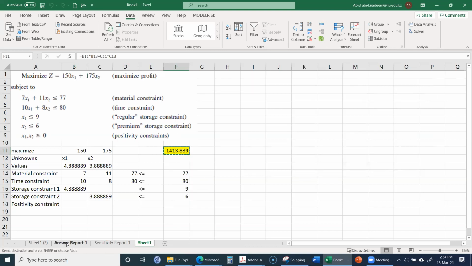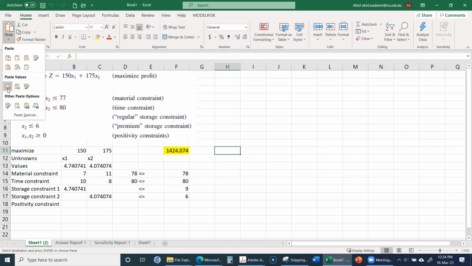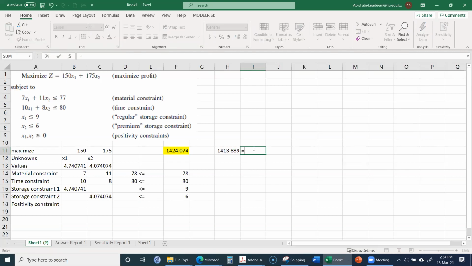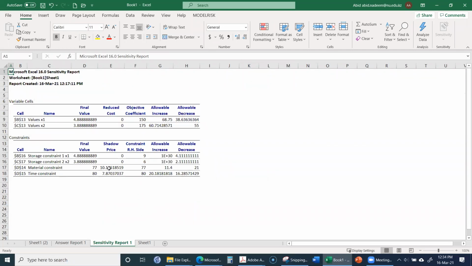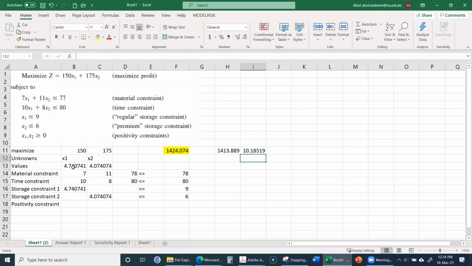So this was the value, one, four, one, three. What is the difference? 10.18. This is the same difference as given in the sensitivity report. So by increasing the material constraint by one, we have an increase in profit of 10.185. Okay, so let's move these values back to their original values.